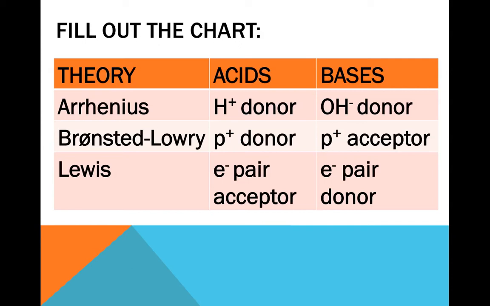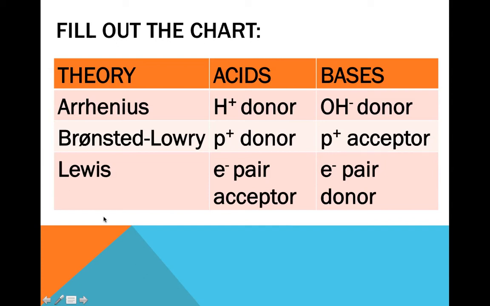So here is a chart that kind of concisely restates everything we just said. There are three theories: Arrhenius, Bronsted-Lowry, and Lewis. Arrhenius theory: acids are hydrogen ion donors, and bases are hydroxide donors. Under Bronsted-Lowry, acids are proton donors, and bases are proton acceptors. Remember, hydrogen ions and protons are the same thing. So acids both donate, except bases accept protons, and that's really the same thing, because an OH minus is a proton acceptor.